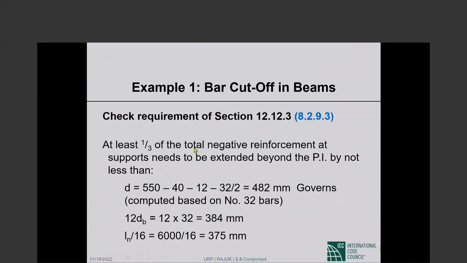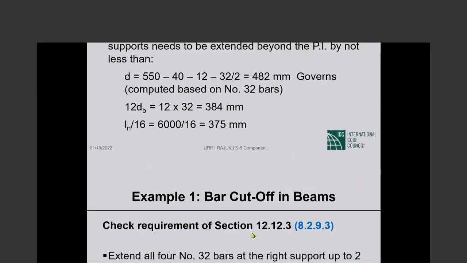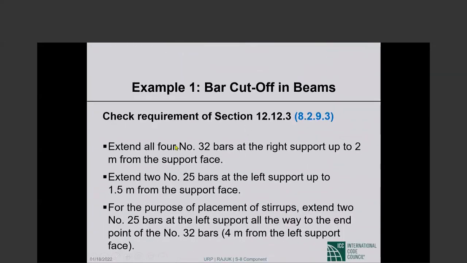Now, at least 1/3 of the total negative reinforcement at supports needs to be extended beyond the point of inflection by not less than d, or 12 bar diameters, or ln over 16 for top bars, remember compression bars. So d, 12 bar diameters, or ln over 16. So check requirement: extend all 4 number 32 bars at the right support up to 2 meters from the support face.